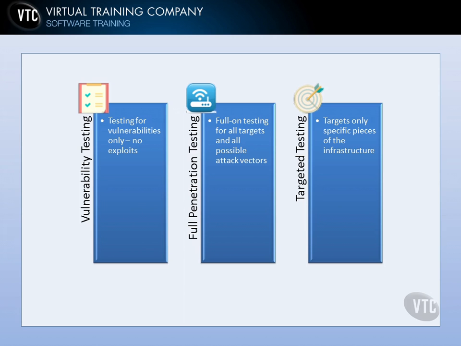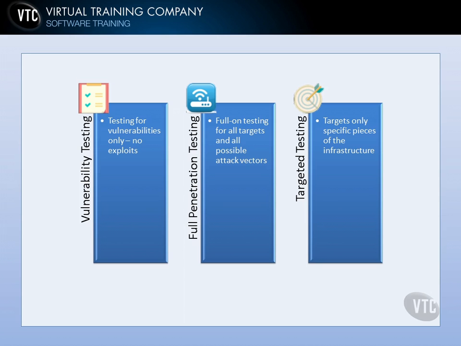Now, a penetration testing team may take that report and use it as input for a penetration test later. But this is typically something that's given to management or technicians so they can fix things. No exploitation at all. Then you have at the other end of the spectrum a full penetration test. And this basically is full-on testing for all targets that you have access to over all possible attack vectors. You may try web application attacks, SQL injection. You may try to invade a wireless network, come through the firewall, compromise network security devices, run exploits on operating systems and code. Those are the types of things you might encounter during a full penetration test.